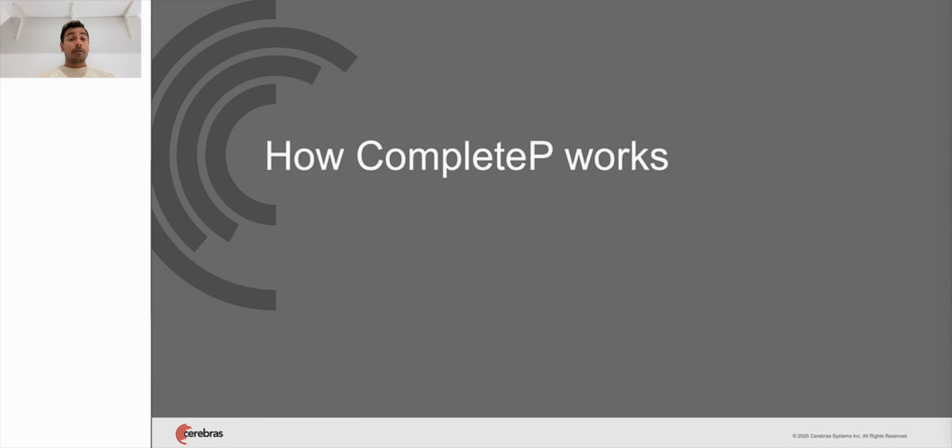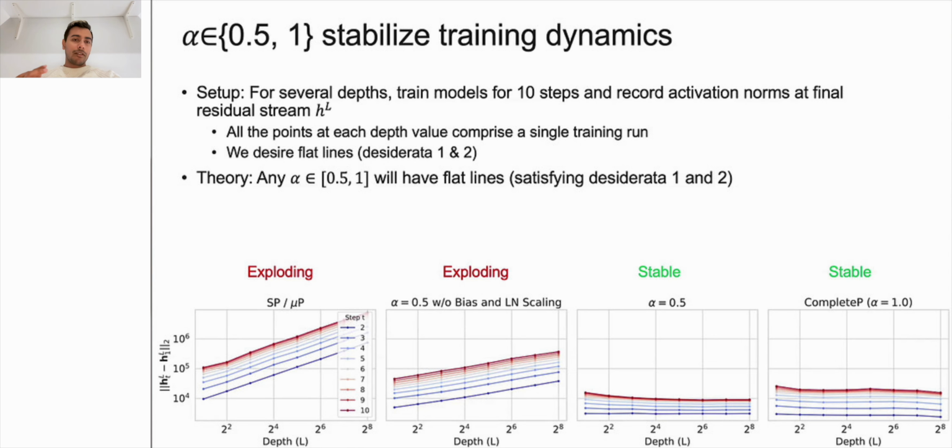Now that we've looked at the empirical results, let's get into how CompleteP works. Both alpha half and alpha 1 stabilize training dynamics. In this test, we look at the activation norm of the final residual stream, h_L. On the very left column, we have the standard parameterization, or μP, in other words, there's no depth scaling. We find that as you scale the depth of the network, the activation norms at the final residual stream explode. If you also test alpha half from literature for a transformer, you find that alpha half also has exploding activations.